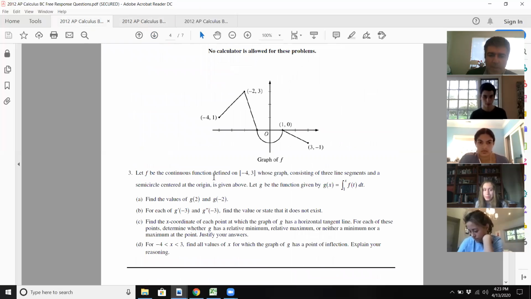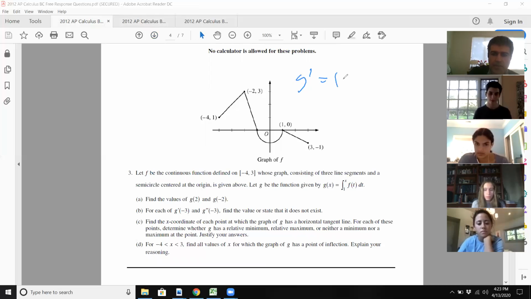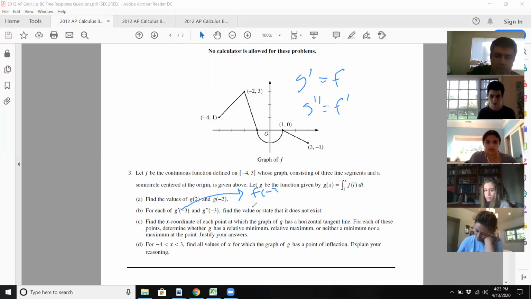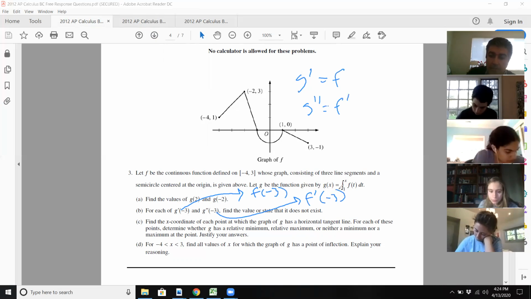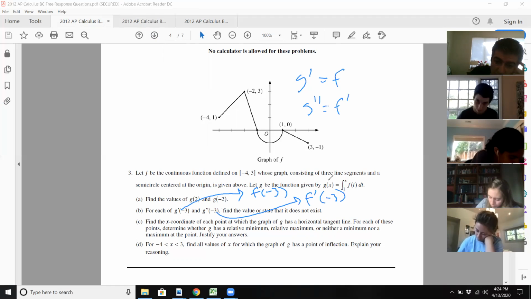Let's keep moving. Let's look at part B. So we already established again that G prime equals F and G double prime equals F prime. I'm getting a little more lazy now, but that's okay. And if you wrote that, that's fine too. We'll totally accept that. So G prime of negative 3 is simply going to be F of negative 3. And G double prime of negative 3 is going to be F prime of negative 3.